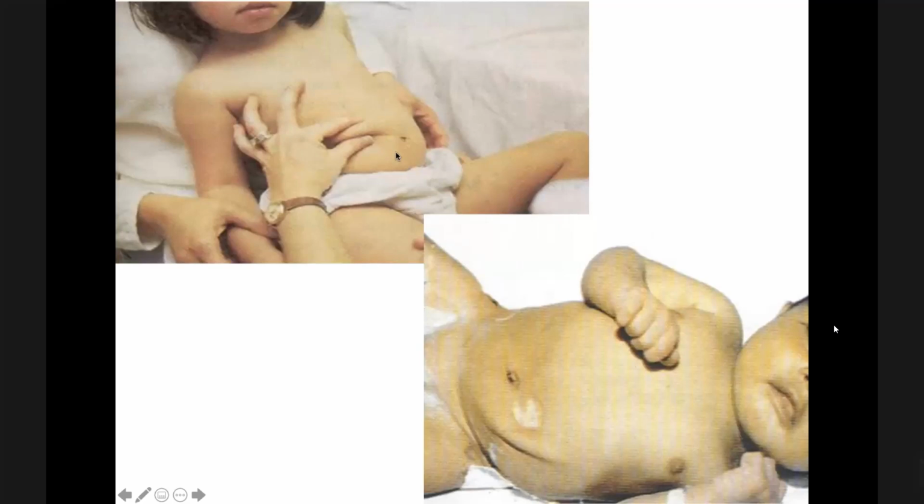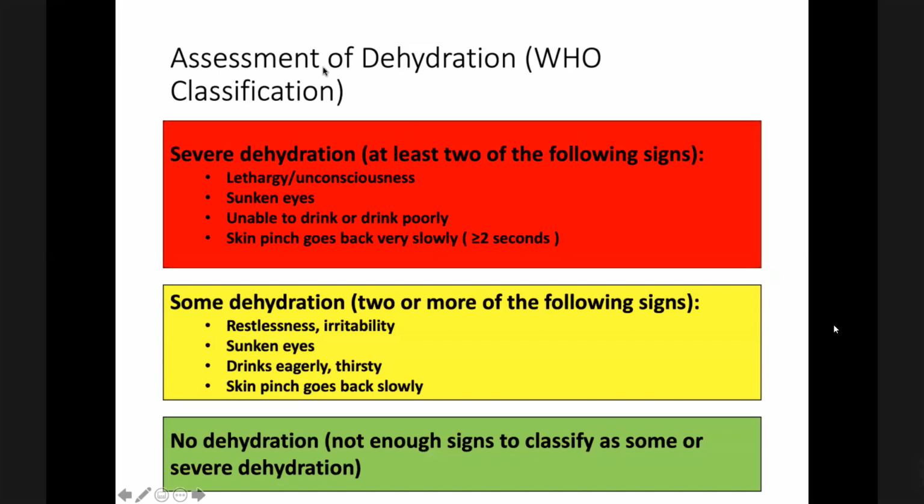So this is just the reduced skin turgor, right? If you go through the classification, no dehydration means there are no features to suggest dehydration. The trick is to differentiate between some dehydration and severe dehydration. Severe dehydration is a medical emergency, whereas some dehydration is not a medical emergency. But if you don't manage the some dehydration properly, it will progress into severe dehydration, and then it's going to be an emergency, right?